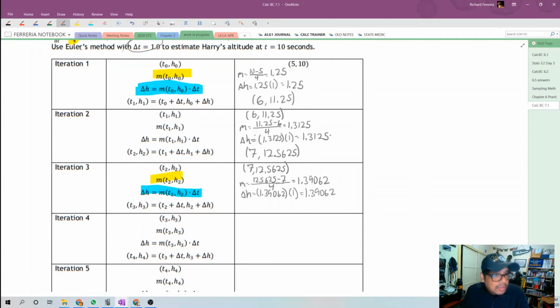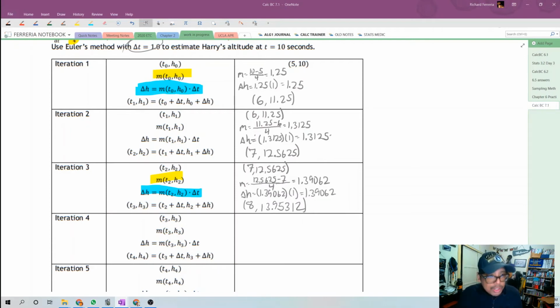Last, we're going to do T plus delta T. 7 plus 1 is 8. H plus delta H, 12.5625 plus 1.39062, gives us 13.95312. And we ask, are we there yet? No, we're not. We need to continue until t is 10.